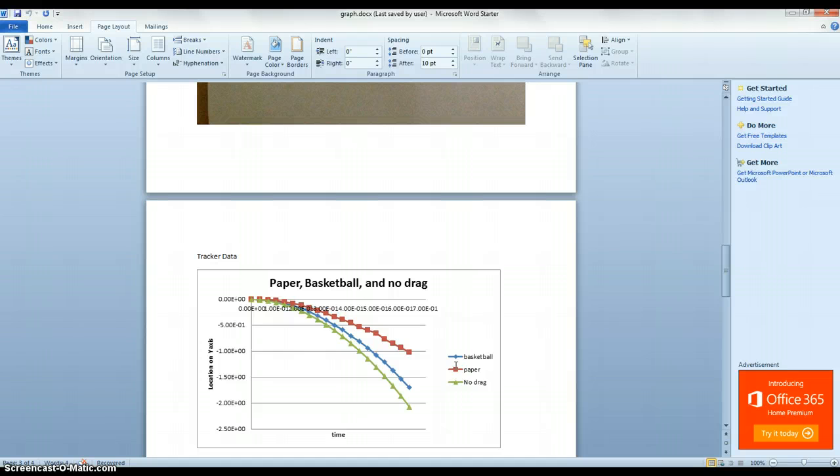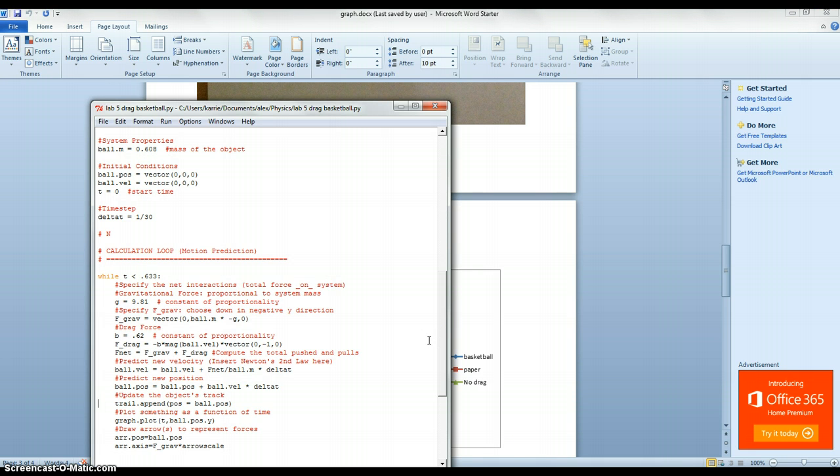So we wanted to simulate these models. We wanted to simulate the ball and the paper using VPython. For my basketball, we have the initial conditions: the mass of the ball is 0.608 kilograms, the initial position and velocity are both 0, and delta t is 1 over 30, which matches the time frames in the video.